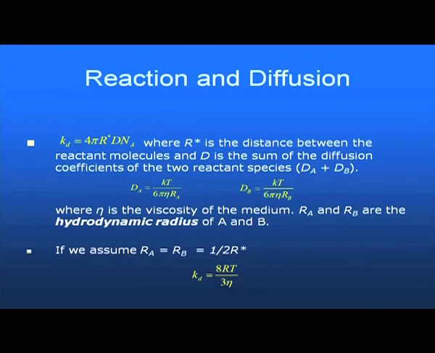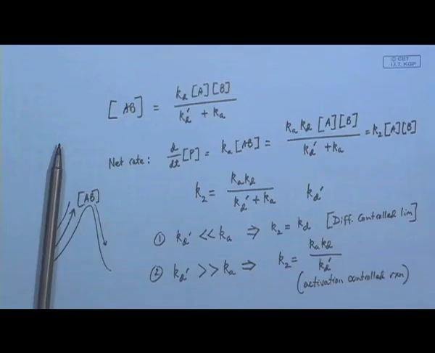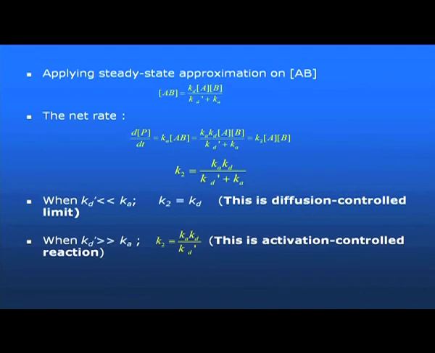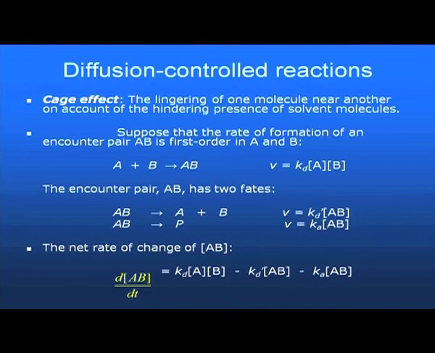So what we get is that a reaction can be called diffusion controlled when your dissociation process is very less. That is, dissociation of your encounter complex to give you back A and B is less. And the other option, when Kd prime is very much greater than Ka, then it is called the activation controlled.